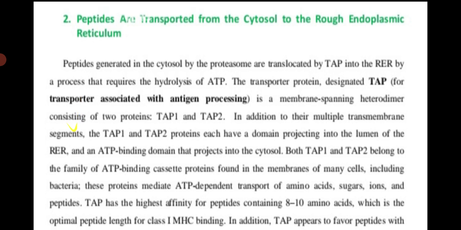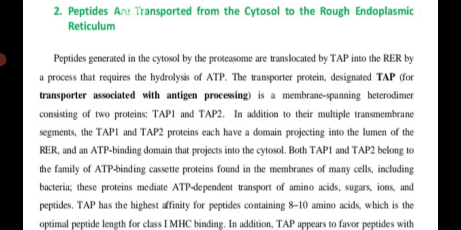Then the peptide antigens are transported from the cytosol to the rough endoplasmic reticulum. The peptides generated in the cytosol by the action of the proteasome are translocated by the TAP protein into the rough endoplasmic reticulum, and for this process there is a requirement for hydrolysis of ATP.